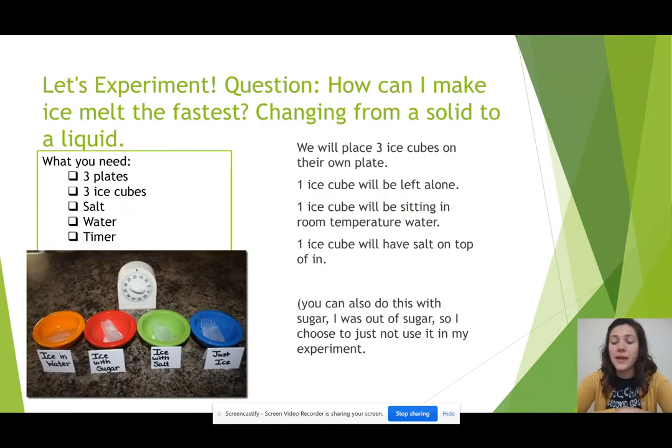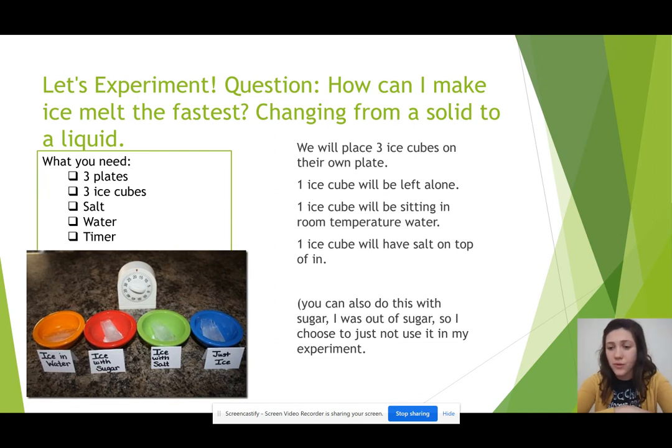Now that we know that matter can change between all three states by adding or taking away heat, and we know that water is one type of matter that can easily move between all the states, I want to challenge you all to a question. The question I want to research is, how can I make ice melt the fastest? How can I get it changed from a solid to a liquid?